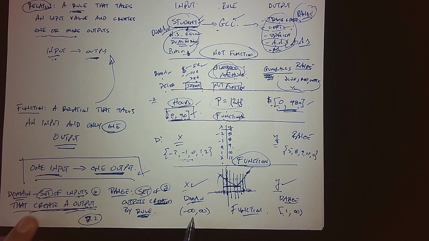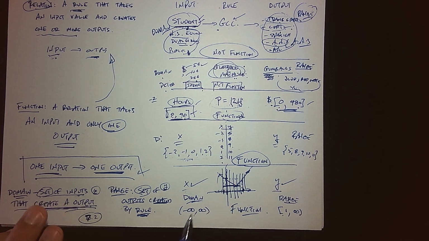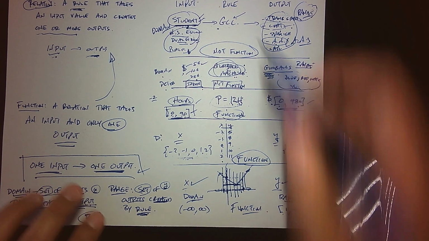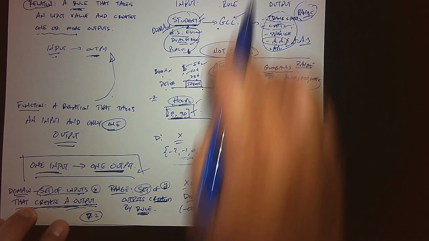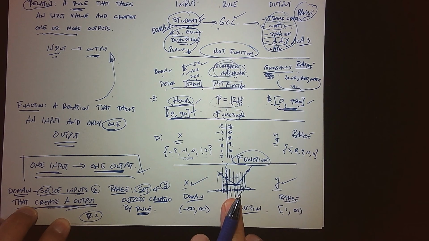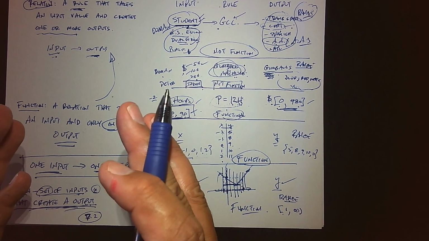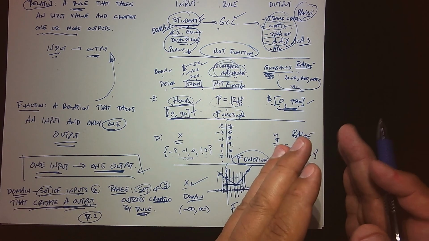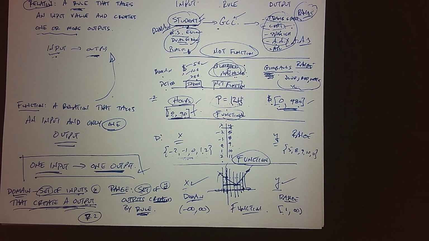So again, what inputs can I put in here? Anything I want. What things come out? Well, anything above 1. So your domain and range depend very heavily on what rule is given. And the domain is the set of inputs that use the rule and actually create a piece of output. So let's practice that a little bit more in the next video.